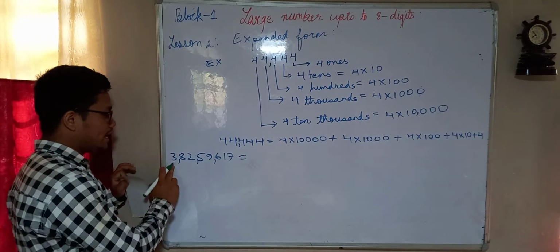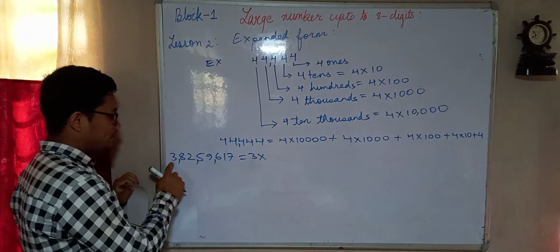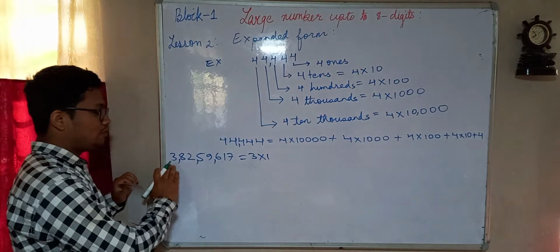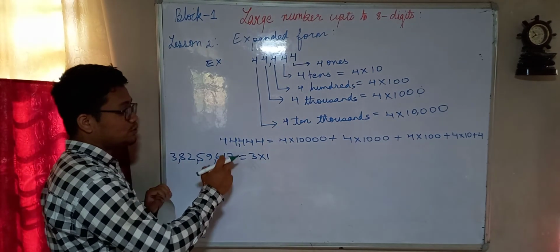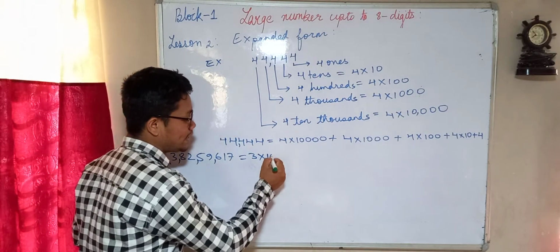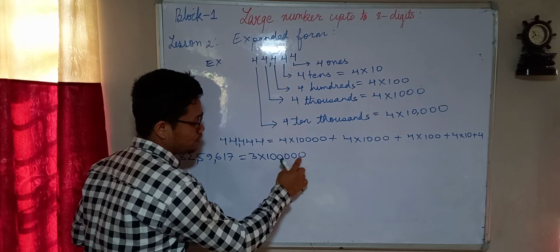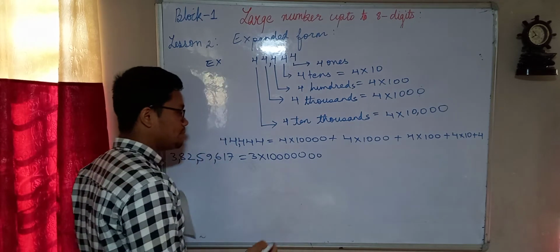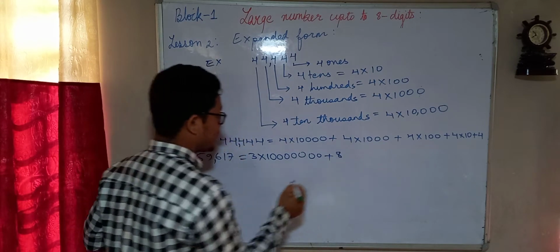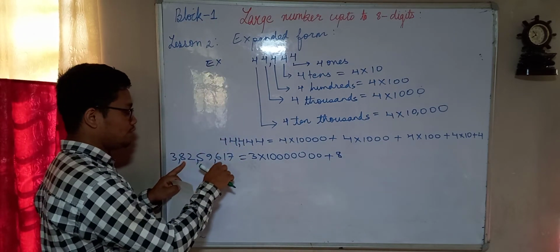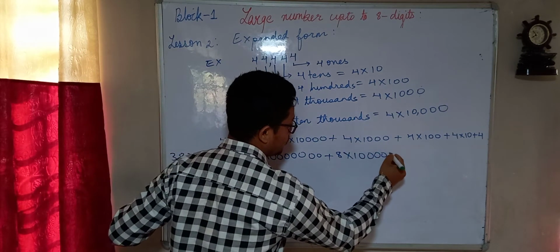For that, I have to write this 3 into 1, and count how many digits there are after 3: 1 2 3 4 5 6 7. So 7 digits are there, so I have to keep 7 zeros after the 1. Very simple, isn't it, children? Then write plus, then the second digit which is 8, and count how many digits are after it: 1 2 3 4 5 6. So write 6 zeros.